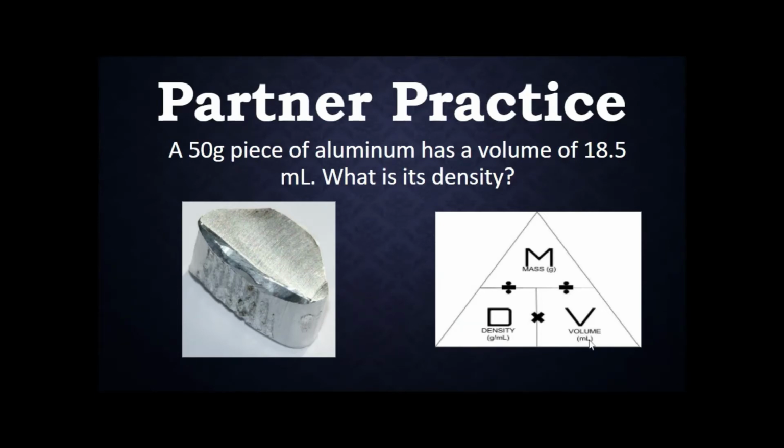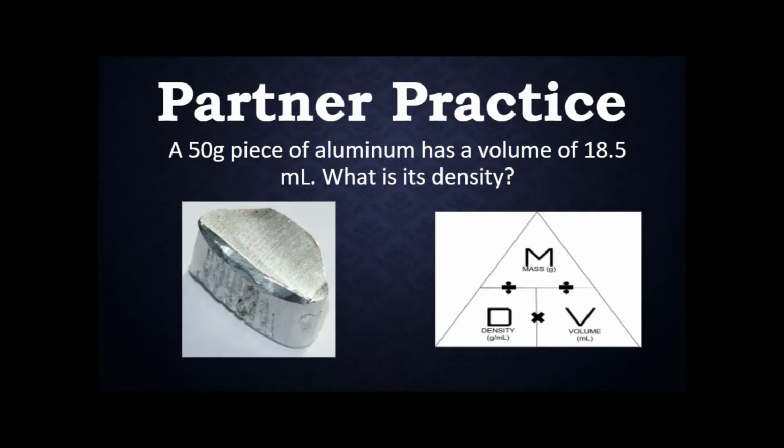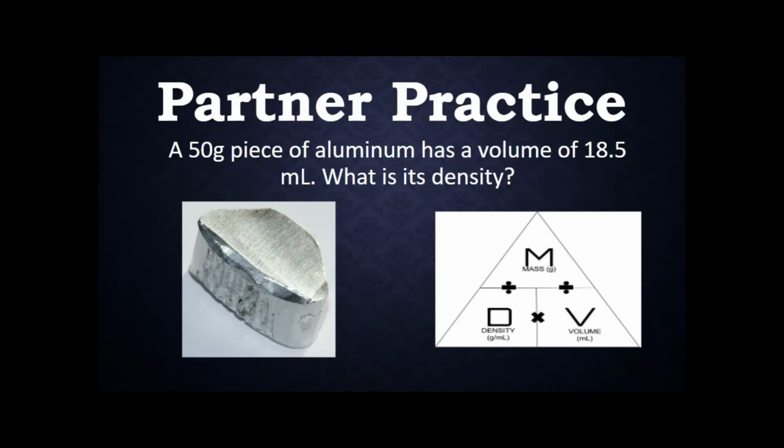And that's time. What answer did you come up with? If you came up with 2.702 as a repeating decimal, then your answer is correct. We would shorten that down to simply 2.7, and then we would place grams per milliliter. So g, a forward slash, and then a capital mL behind it. So our final answer would be 2.7 grams per milliliter. So the density of a piece of aluminum is 2.7 grams per milliliter.